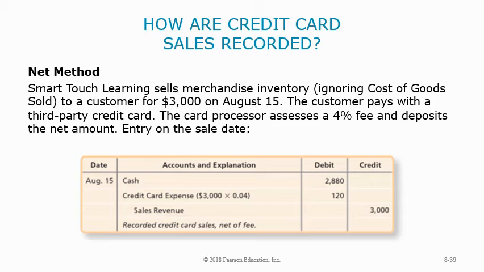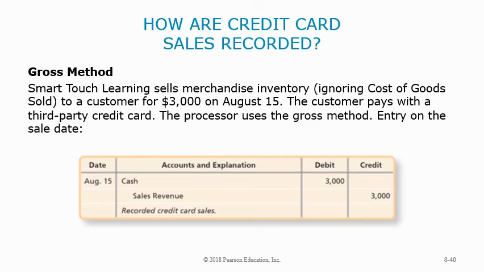The journal entry looks like this. On August 15th, we're going to debit cash for $2,880. We're increasing our cash for that sale that we made. Remember, it was a $3,000 sale. And then we're also going to debit credit card expense. So this is that 4% fee. So 4% of $3,000 is $120. So we debit credit card expense for $120. And then we're going to credit our sales revenue for the entire $3,000. So we're recording the net amount here in terms of the cash.